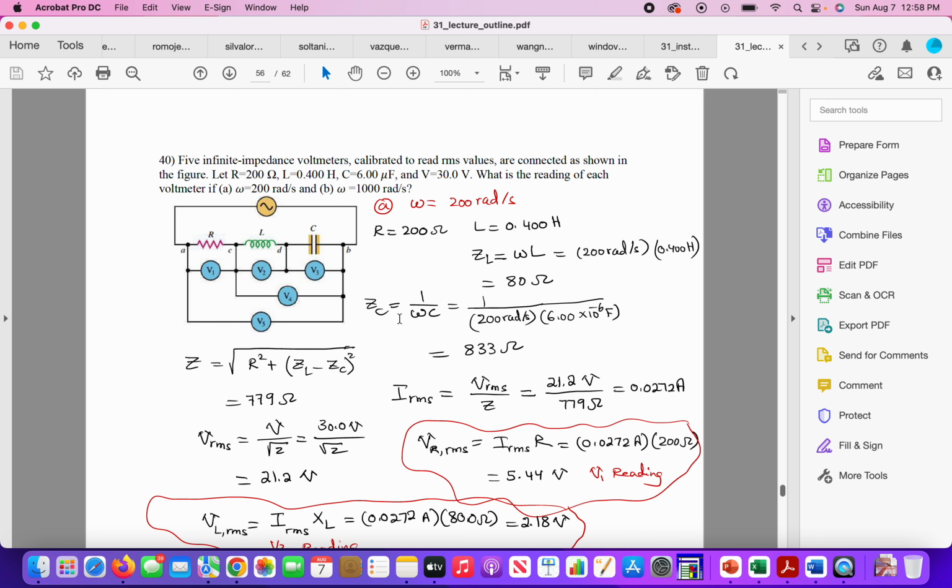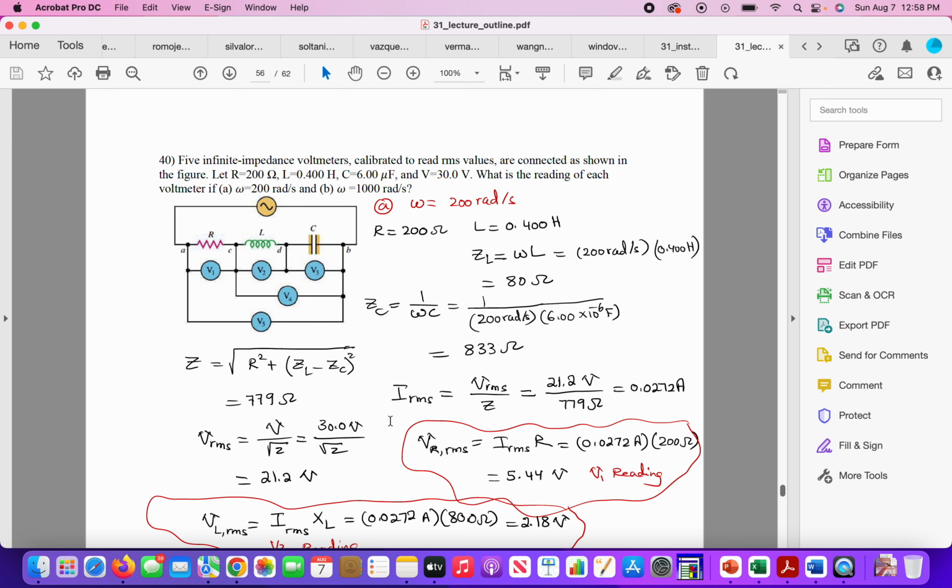The impedance is for the circuit. XC is 1 over omega C, and this is 833. I know the value of the resistor, so I am able to calculate what is really Z. It is Z equals 779.